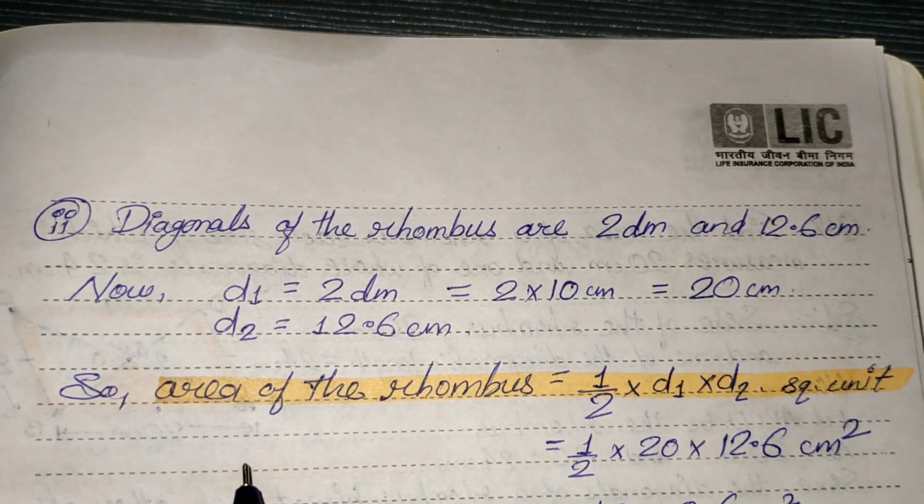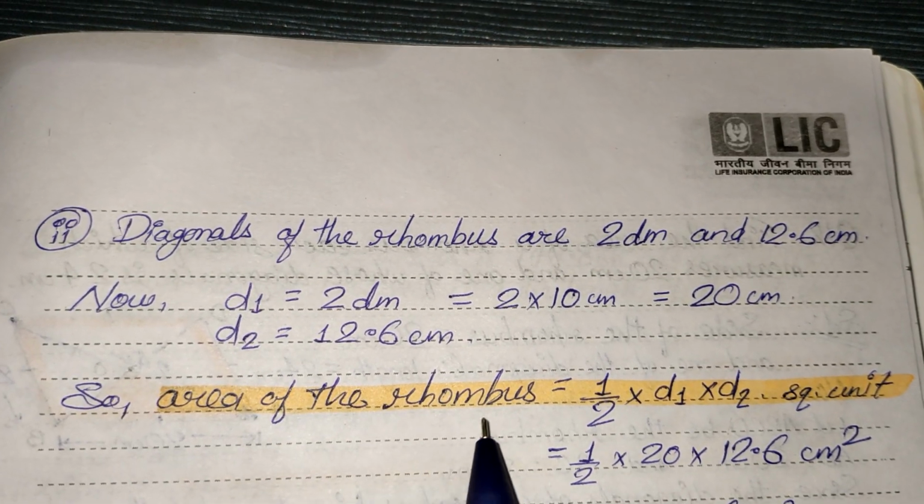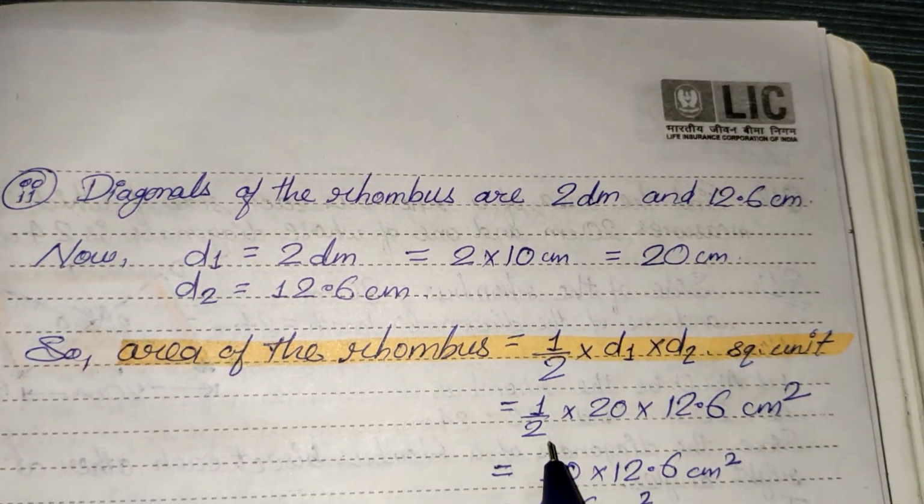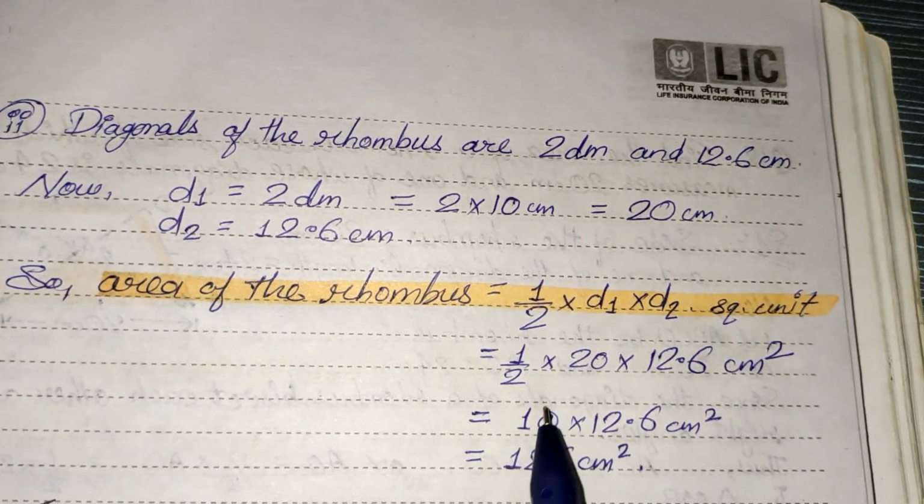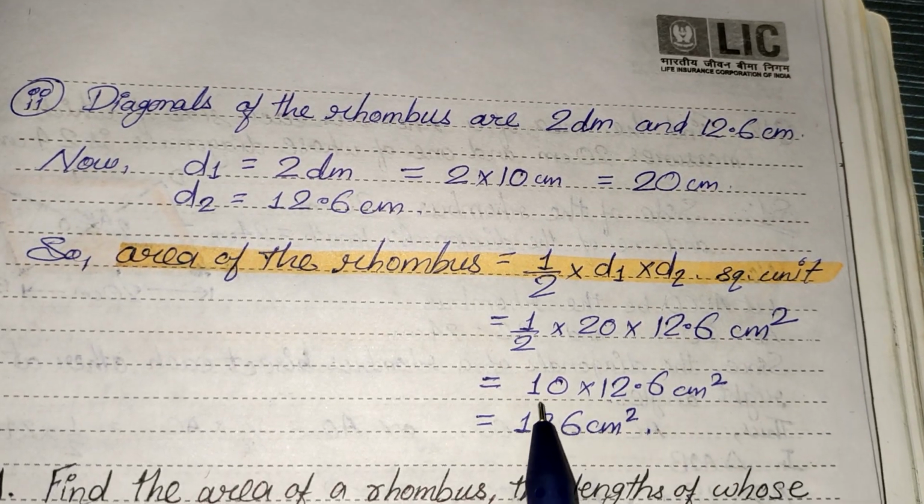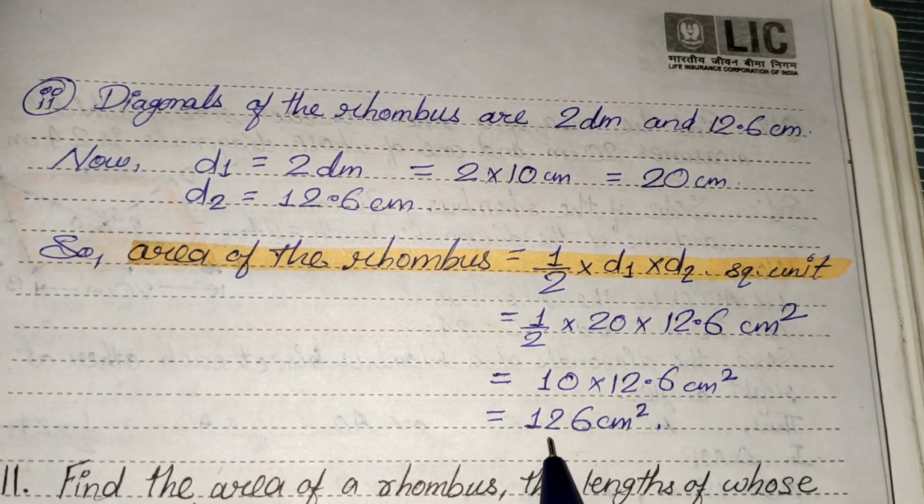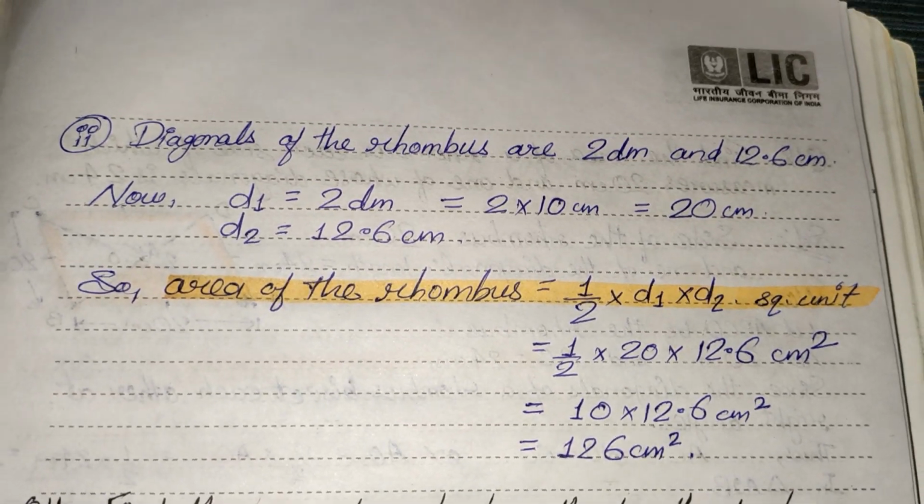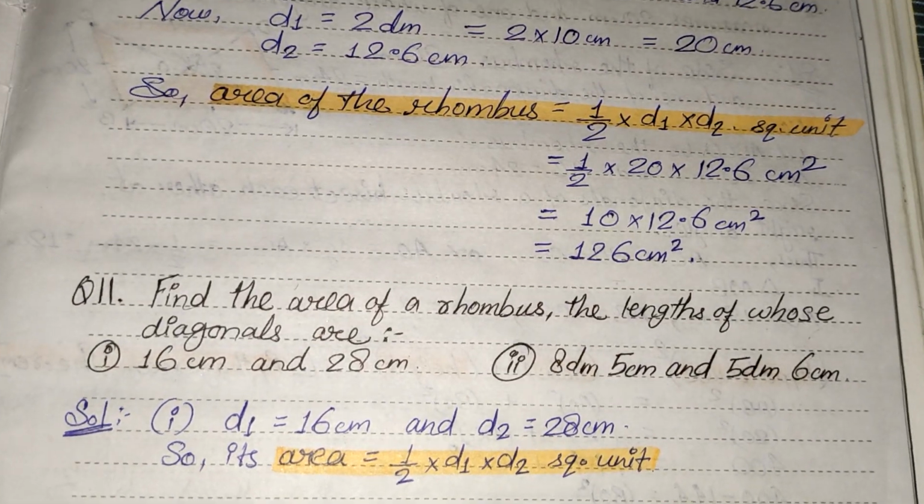Now we know the formula that area of rhombus is equal to 1 by 2 into D1 into D2 square unit. So put the value in the formula. We have 1 by 2 into 20 into 12.6 centimeter square. So we have 10 into 12.6 and finally we have 126 centimeter square as the area. Now moving on, number 11.